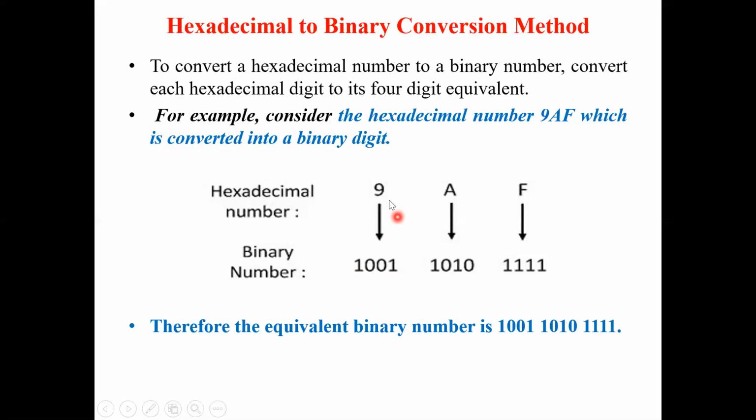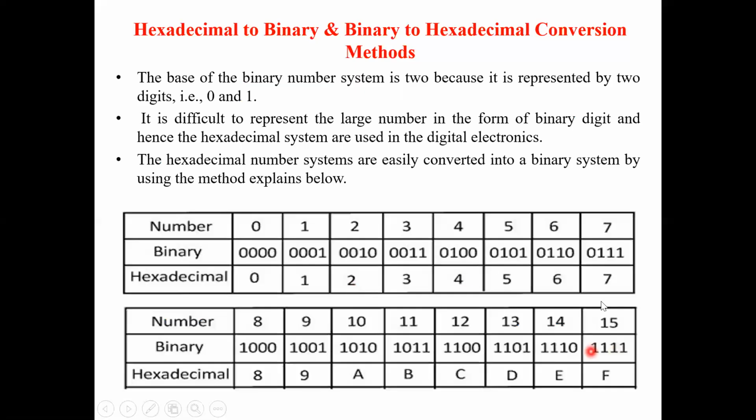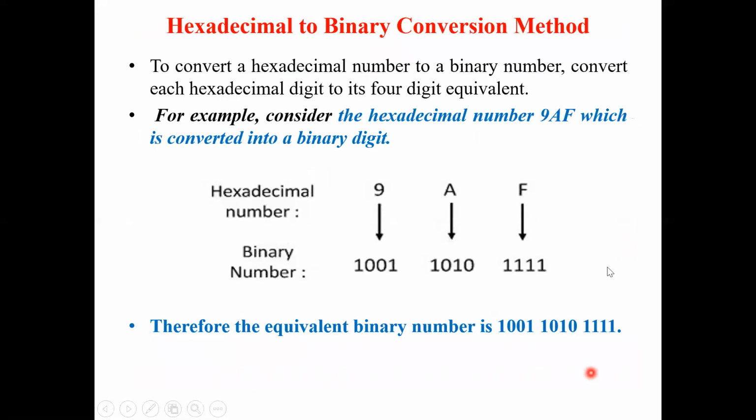So this 4 together is 9, this 4 together is A, this 4 together is F, because 2 raised to 4 gives me 16. That is the base, so there has to be 4 bits. If 4 bits are not there, you have to add zeros later on. Here, directly 4 bits will come. This is very simple. For hexadecimal, it is only this table you have to remember. So this is clear, hexadecimal to binary.